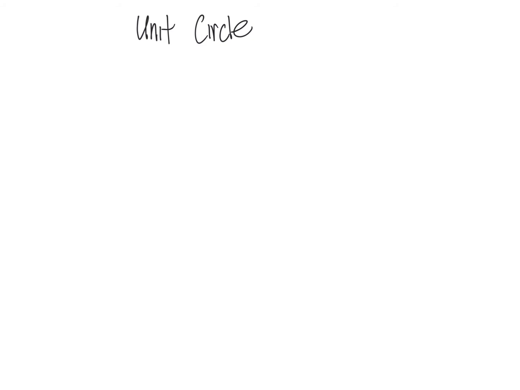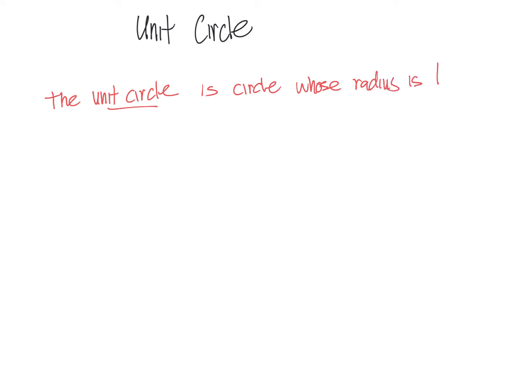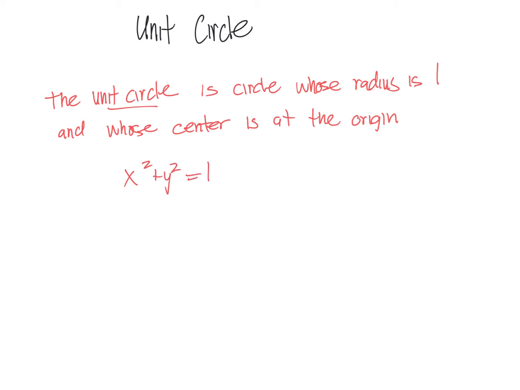So now we're going to talk about the unit circle. The unit circle is a circle whose radius is 1 and whose center is at the origin. And that means that the equation of such a circle is x squared plus y squared equals 1.